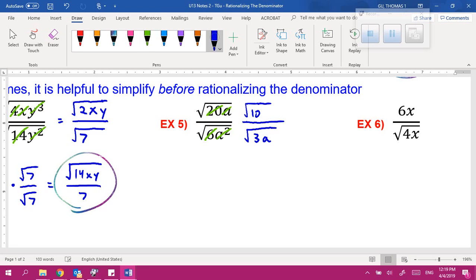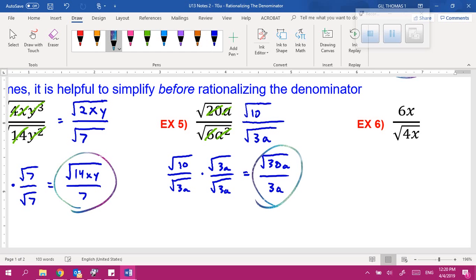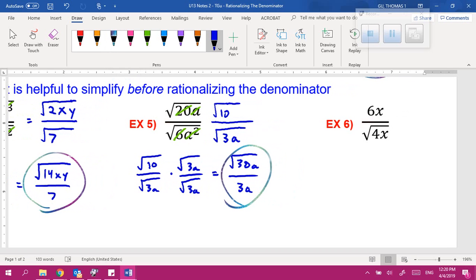So now we're just here. Square root of 10 over square root of 3a. So how can I get rid of the square root on the bottom? Thank you. Multiply by square root of 3a, right. So what's on the top now? Square root of 30a over 3a. That's the answer for number 5. All right, now that's already simplified, right?